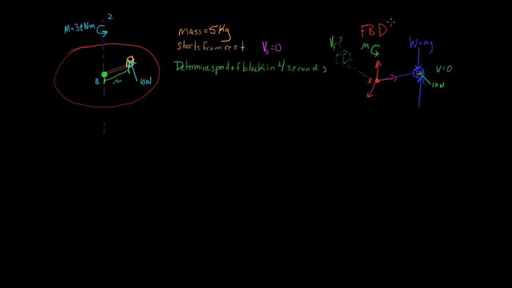What can we do? Well, if we look at the angular impulse and momentum about the z-axis right here, the z-axis is going right up. All these resultant forces are going to go away because they go right through this axis. And we can also ignore this weight and this normal force right here because they're parallel to this axis. They're going up the same direction of this axis. So the only forces that really come into play are this moment right here and this 10 Newton horizontal force.